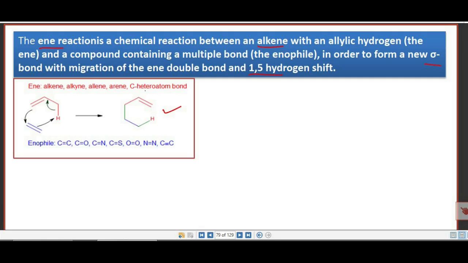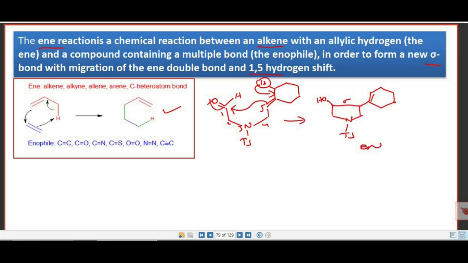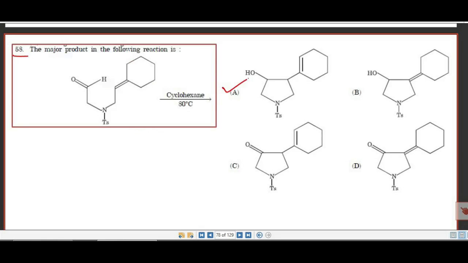And here let us take the given compound. This hydrogen. Now what happens? This shifts here, and this shifts here, and 1, 2, 3, 4, 5, a 1,5 shift to form a new sigma bond by 1,5 hydrogen shift. So this reaction is an ene reaction. Here the answer A is correct.